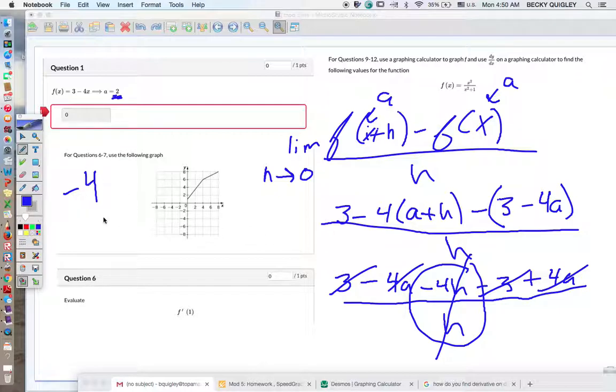So you're going to use that method to solve the remainder of these problems that look like that. You'll do exactly the same process.